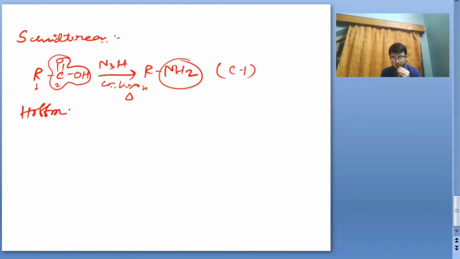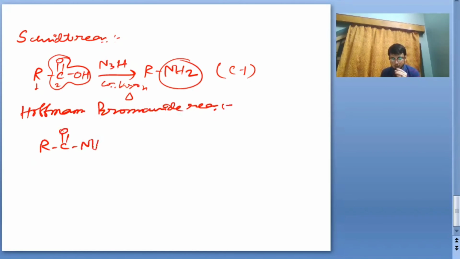The same happens in Hofmann-Bromamide reaction. If we take an amide and want to convert it into alkylamine, we use this Hofmann-Bromamide reaction, that is Br2 plus KOH or NaOH. We are writing it here KOH, so it will give us our NH2.